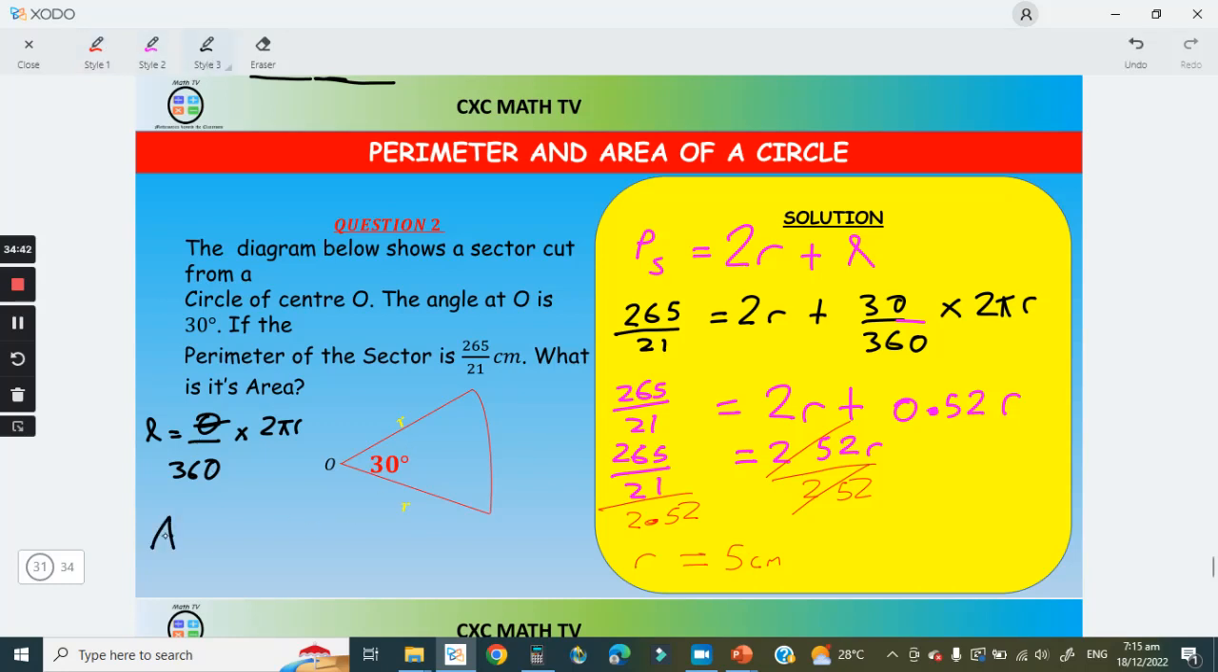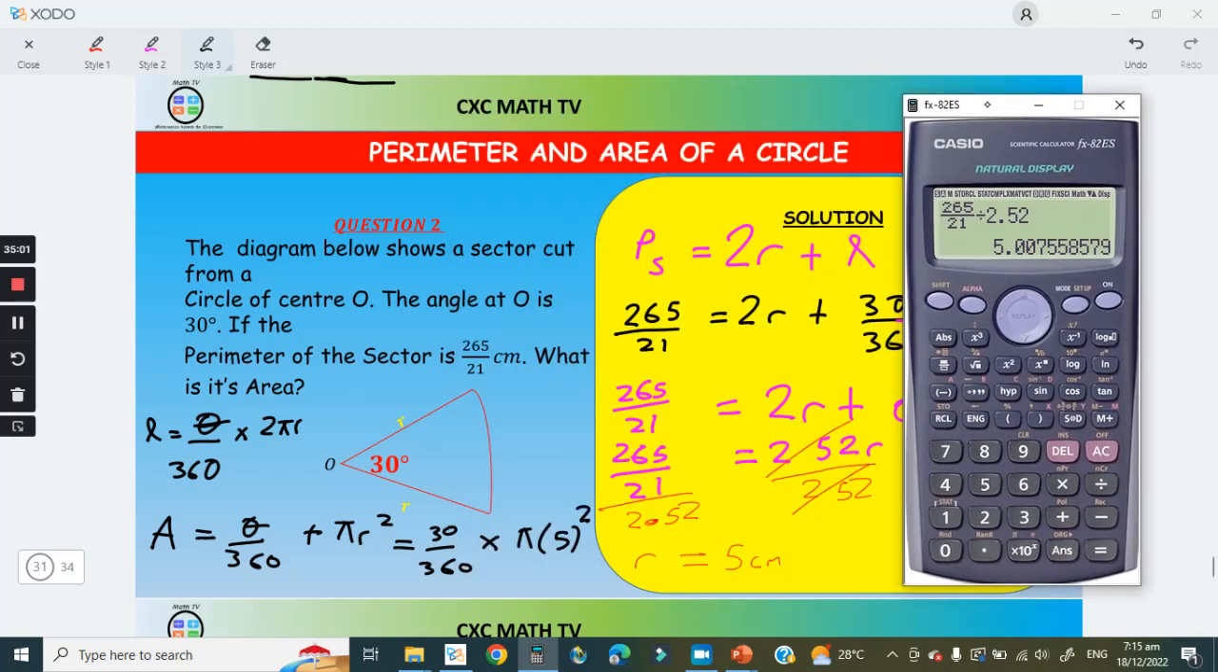So in this case now, the area of a sector, you have to remember, is theta over 360 times pi r squared. So now theta is 30 over 360 times pi times the radius 5 squared. You just put that in your calculator. It's so easy. 30 over 360 multiplied by pi r squared. Pi times 5 squared. Bam! We'll put that in our calculator and the final answer is 6.54 centimeters.